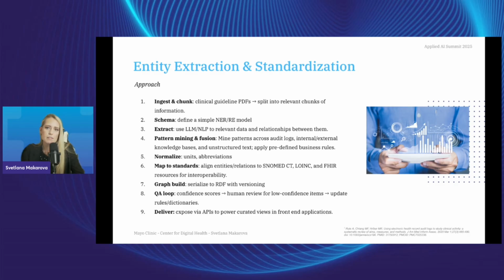Mine audit logs and usage patterns to learn which elements clinicians seek out first and which are of lesser importance. We then normalize the units and aliases, and map to SNOMED CT, LOINC, RxNorm, and FHIR resources. We then build RDF with versioning so that you can travel from a surfaced element back to the exact line and guideline version. You can then focus on building QA loops and on the delivery of these recommendations to the front end.